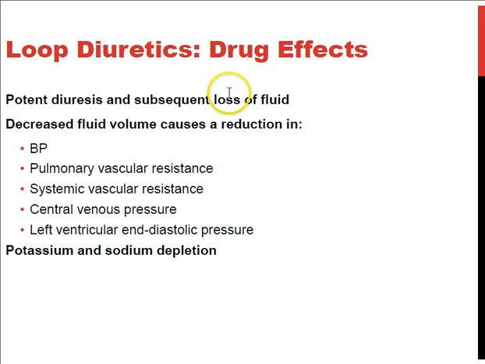So what's the drug effect? We get potent diuresis and subsequent fluid loss. When we get that, we get decreased blood pressure, decreased pulmonary vascular resistance, so decreased blood pressure in the lungs, decreased systemic vascular resistance, so decreased blood pressure in the body. We get decreased blood pressure overall. We also lose potassium and sodium.